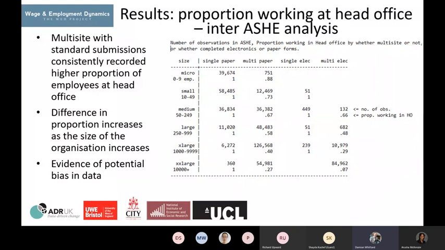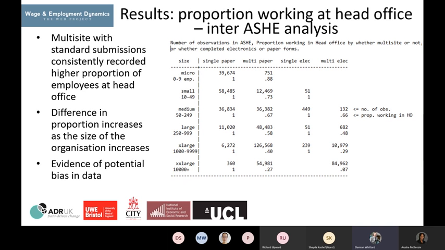So for example, the difference for medium-sized companies is around 1%. So we're looking at these figures here. Hopefully you can see my pointer. And then for the large and extra large, it's about 10%. And then we get down to the extra largest, 20 percentage points there.